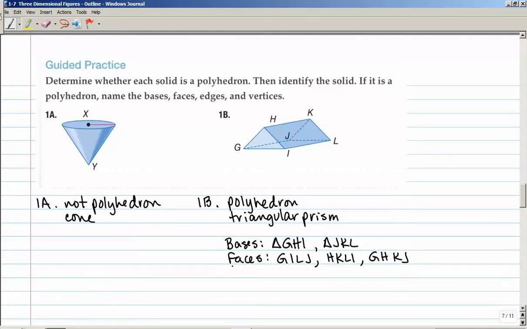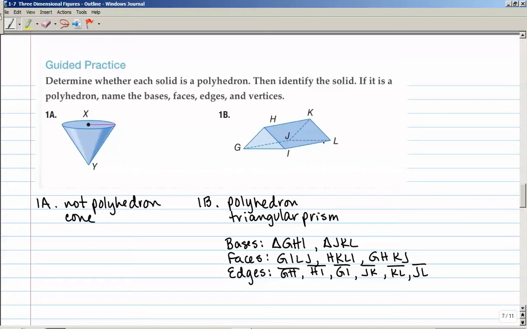Okay. All of the edges, and these are going to be the lines. So let's start with the triangle in the front. So I have GH, HI, and GI. And then the triangle in the back, I have JK, KL, and JL.